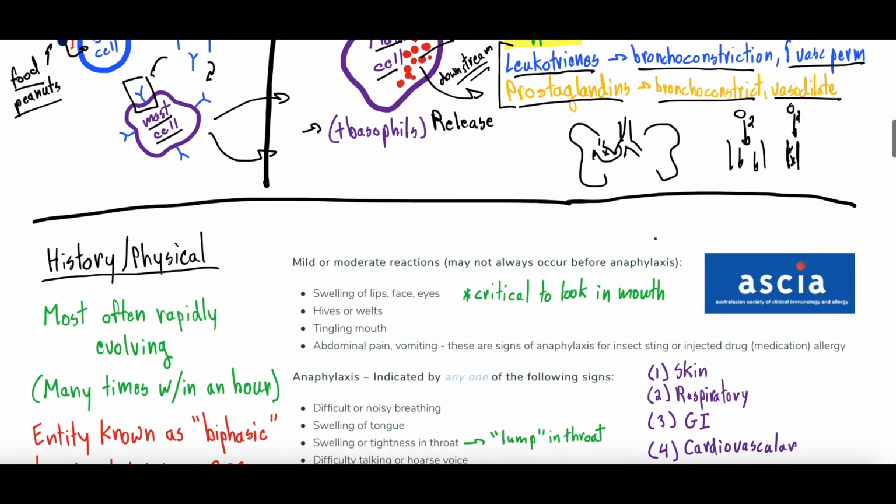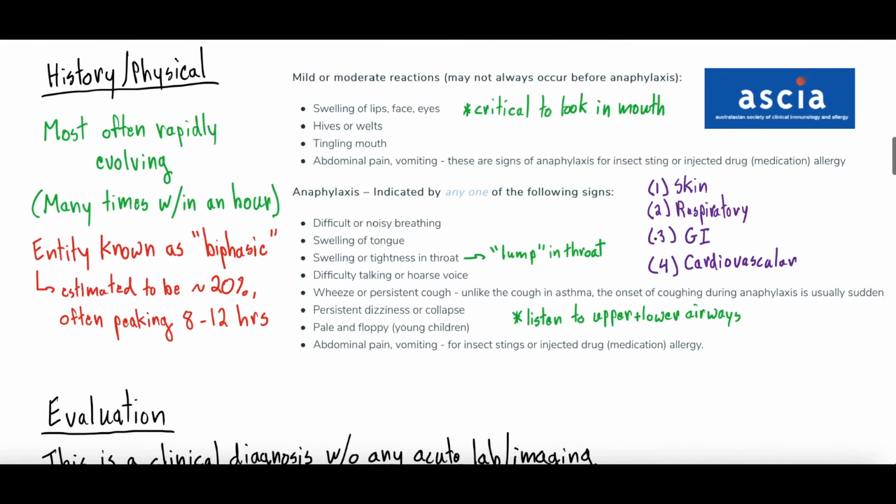So that transitions into the next section, which is history or physical. So what do you expect to see, both if you're trying to diagnose and treat anaphylaxis, as well as if you're the one who develops anaphylaxis? What should you be looking for?